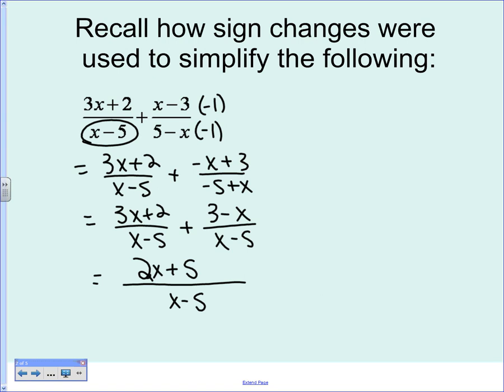They said 3x minus x is 2x. I don't know what happened, my voice just went away. And then 2 plus 3 is the 5. Does that make sense? Because they've got the same denominator, you can just kind of make it one thing. 3x plus 2 plus 3 minus x gives you that. Y'all remember doing ones like this before?